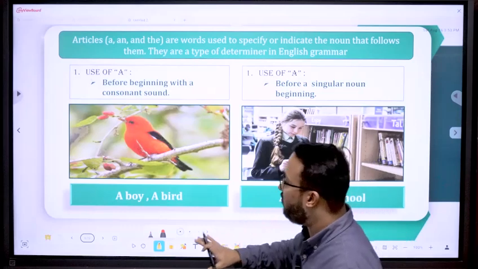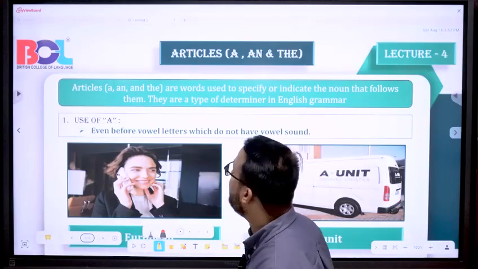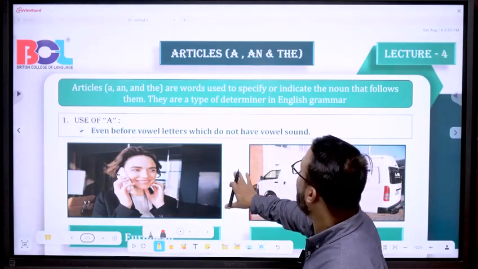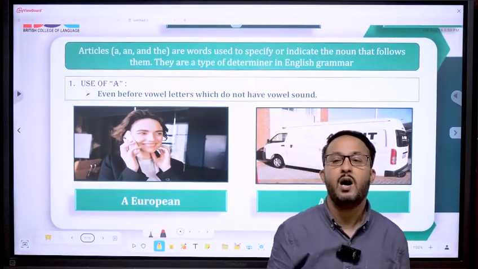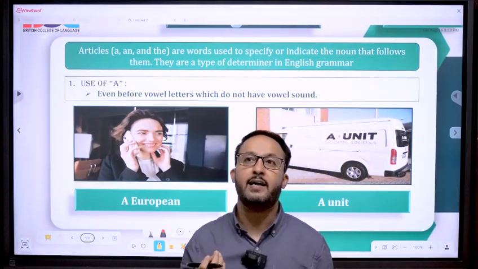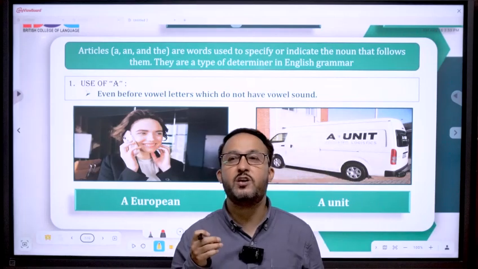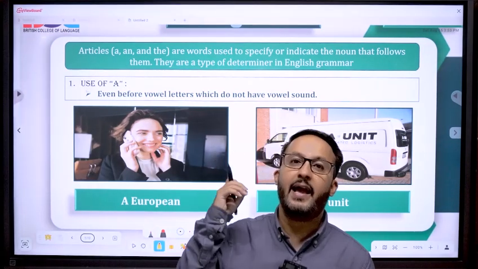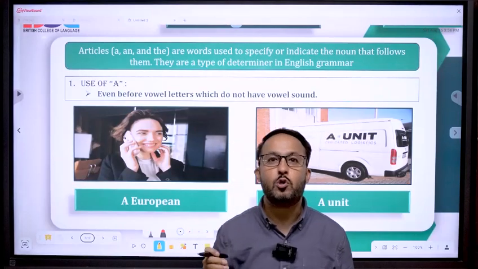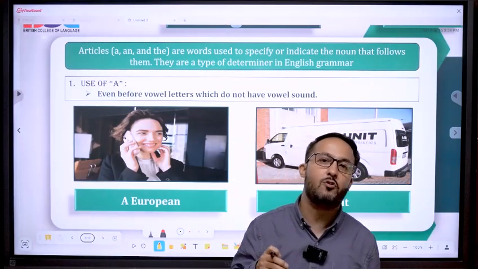So we use "a" before it. Now, if we see further, like even before vowel letters which do not have vowels, as I already mentioned in the beginning also, I gave you an example that generally, whenever we are using a vowel, like a, e, i, o, u are the vowels, and any word starting from a, e, i, o, u, there will always be "an" that we use before that.